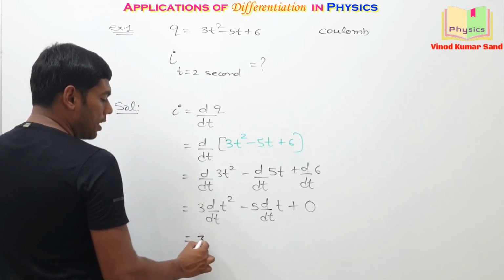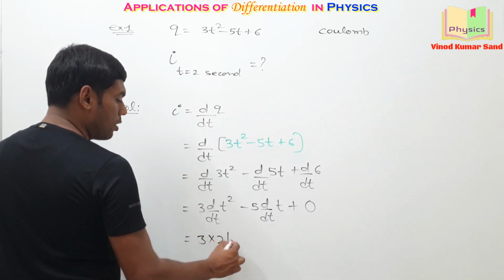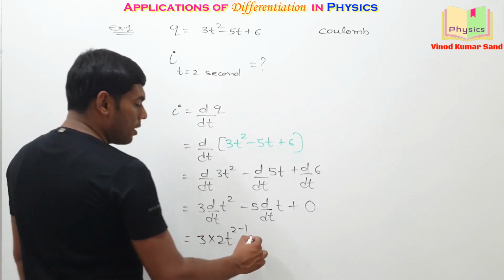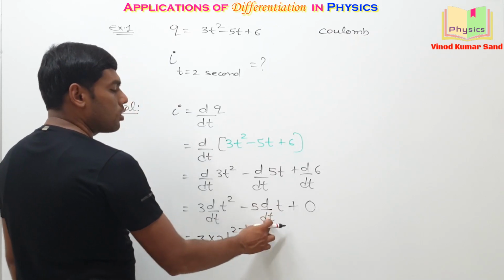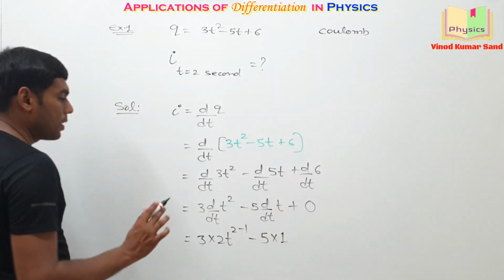Now simplifying the remaining term, 3. Differentiation of t square will become 2t to power 2 minus 1, minus 5, and differentiation of t with respect to t will become 1. So 5 into 1. Clear?